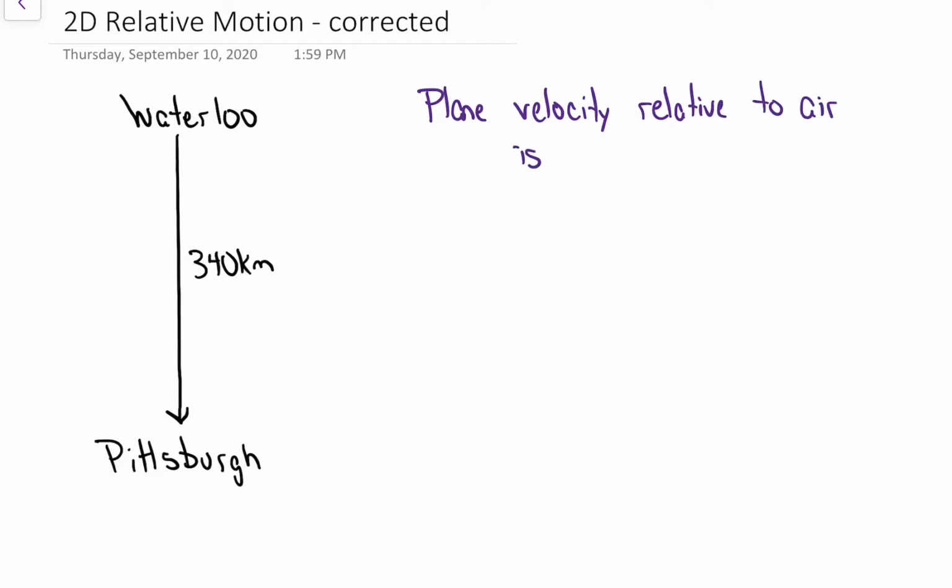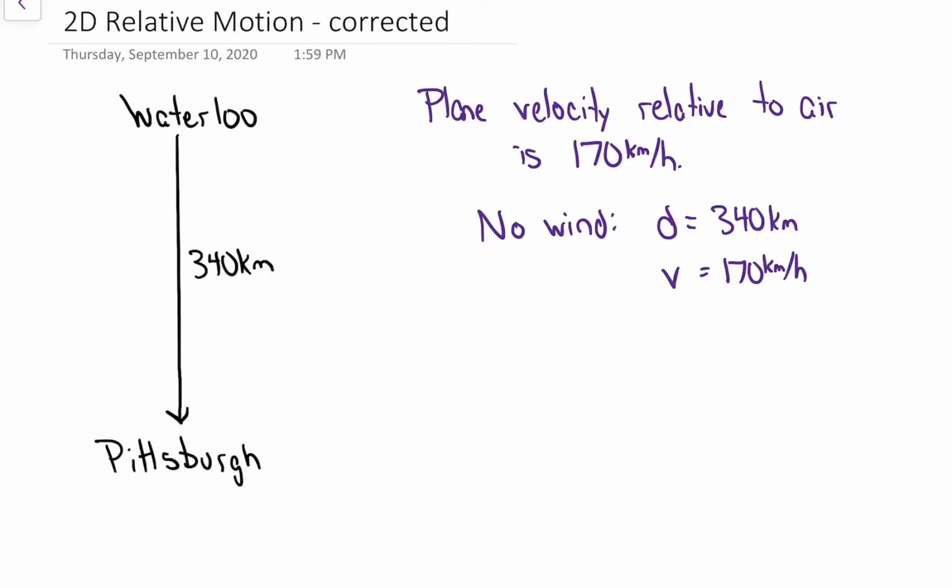is, I'm going to make up a number so it's kind of clean, 170 kilometers per hour. If there was no wind, then we can almost in our head figure out how long it would take my plane to fly from Waterloo to Pittsburgh. The distance is 340 kilometers. I should be saying the displacement is 340 kilometers south. The plane's flying at a velocity of 170 kilometers per hour, also south.